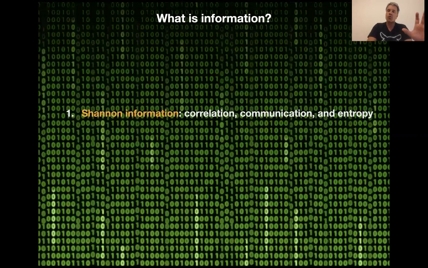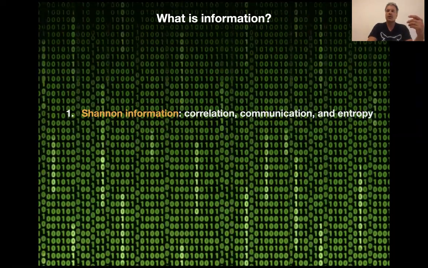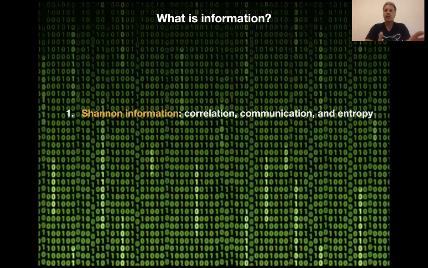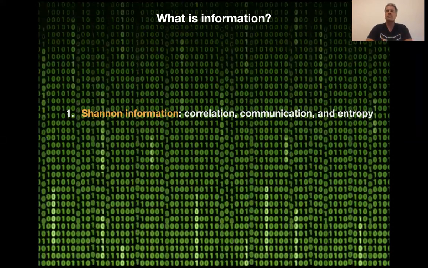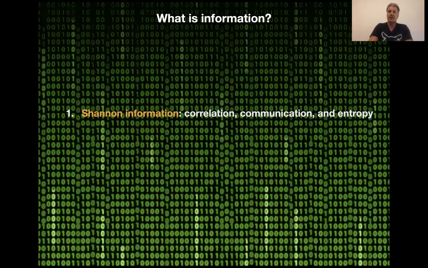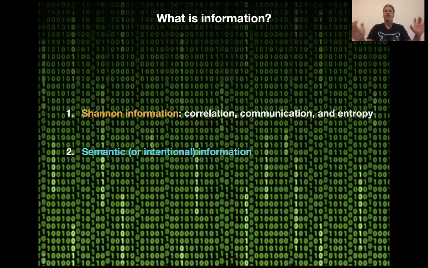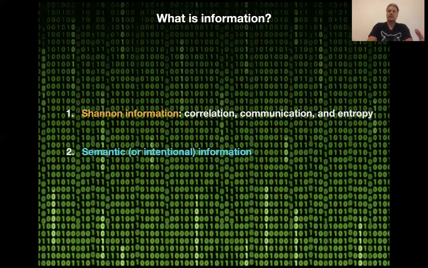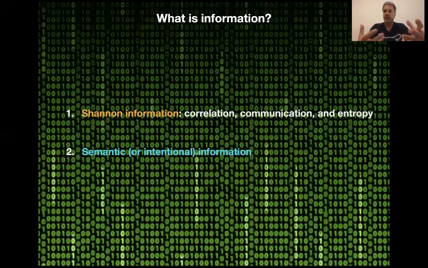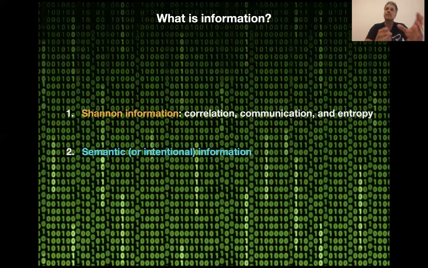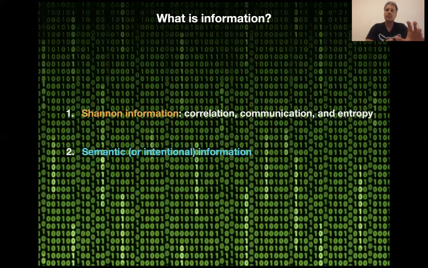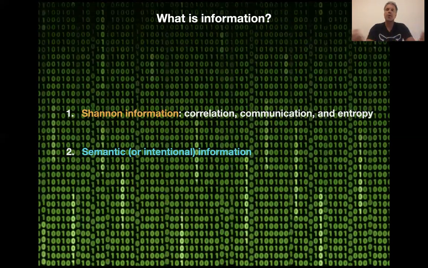But if you know what you're talking about, then there are two main ways of what information can mean. One is a formal sense of information as in information theory. It's called Shannon information because of the founder of information theory. It's about correlation, communication, and entropy. We'll explain it in a sec. The other idea is semantic or intentional information, and it's very, very different. It's about meaning. It's about reading meaning out of a signal. The first clearly defined concept is not about meaning. You can measure Shannon information, but it doesn't tell you how much meaning there is in a signal.